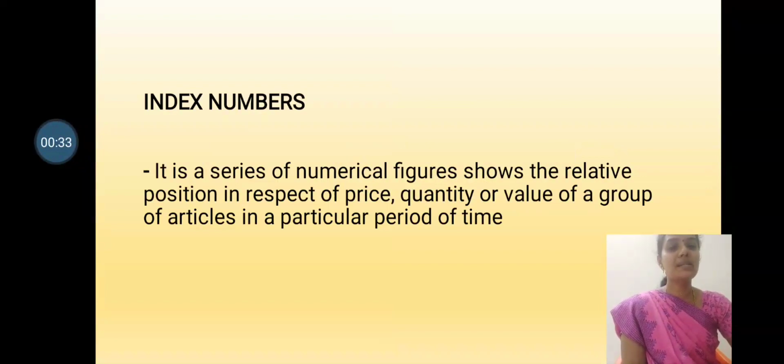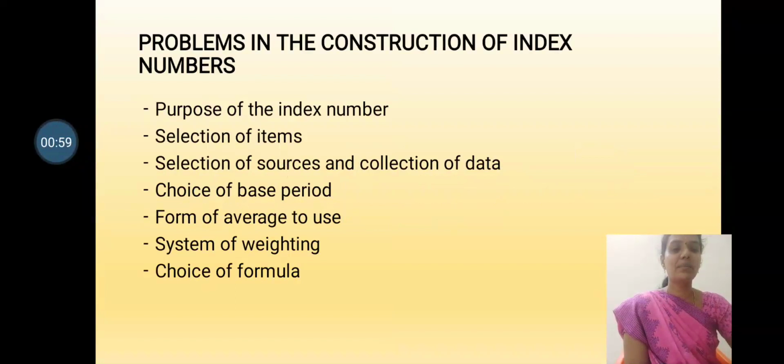So when the comparison is in respect of price, they are called as price index number. Similarly, we have quantity index number and value index numbers. So the index number for the base period is always taken as 100. And the index number for other periods express the average overall price or quantity or value of the group of articles as percentages of that in the base period. So this is about the meaning of index number. Then we can see about the problems in the construction of index numbers.